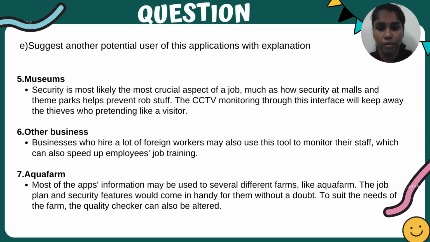Last one is aquafarm. Most of the app's information may be used for several different farms. For example, like aquafarms, the job plan and security features would come in handy for them without a doubt. To suit the needs of the farm, the quality checker can also be altered.